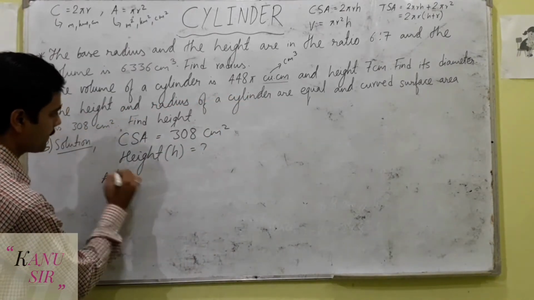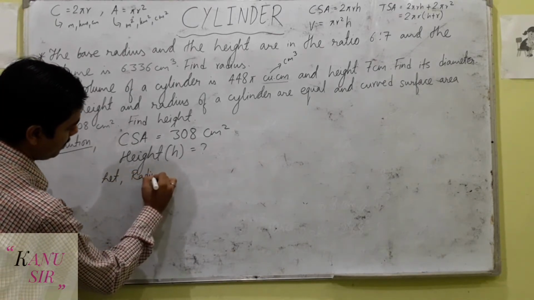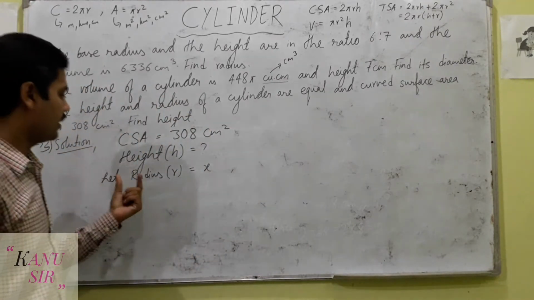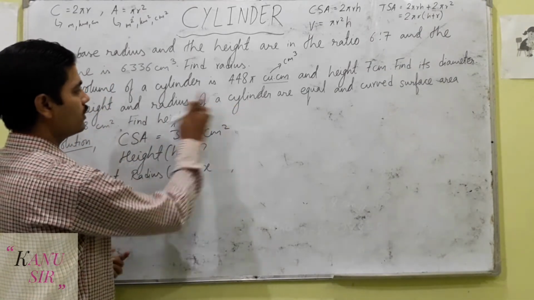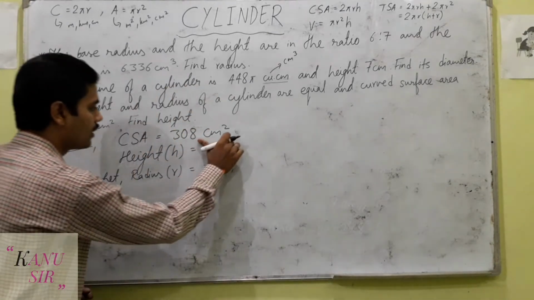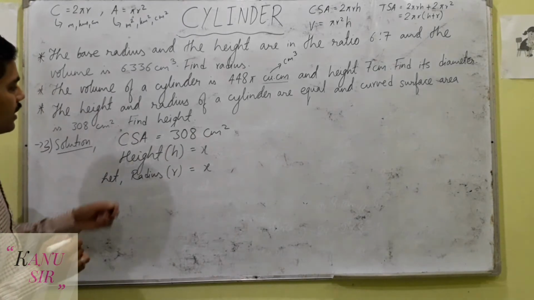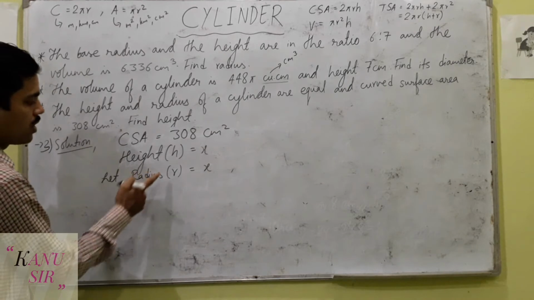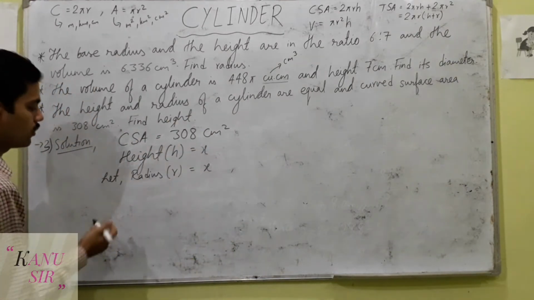Let the value of radius r be x. That is why, by the question, the height and radius of a cylinder are equal, so the height is also x. Now we can get the CSA because nothing else is given. Height is r, so when we get the value of x, we will automatically find the value of height also.